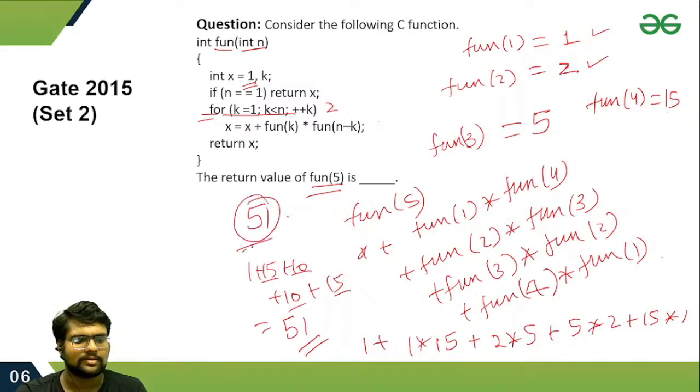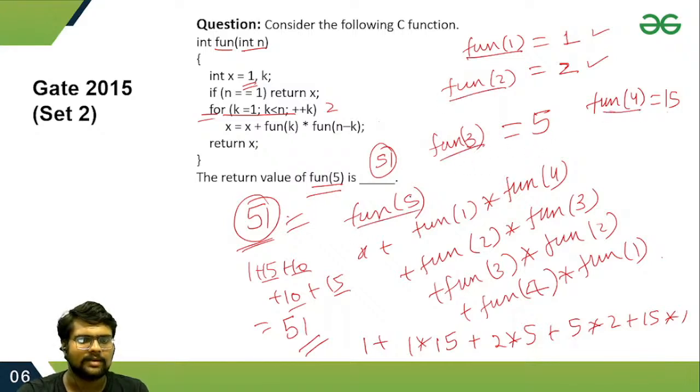Okay. So this will be our output. Our correct answer is 51. So the answer to this question will be 51. So here we have calculated in the reverse way. We first calculated fun 1, then fun 2, then fun 3, then fun 4, and after that fun 5. Because we need those values first.